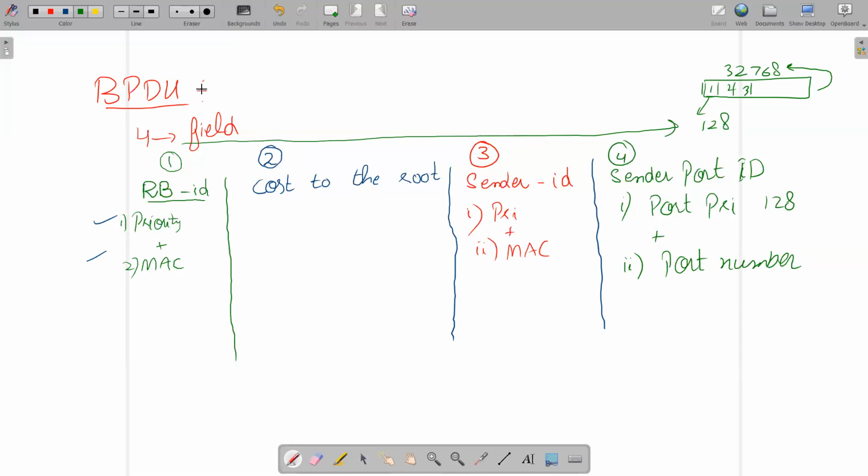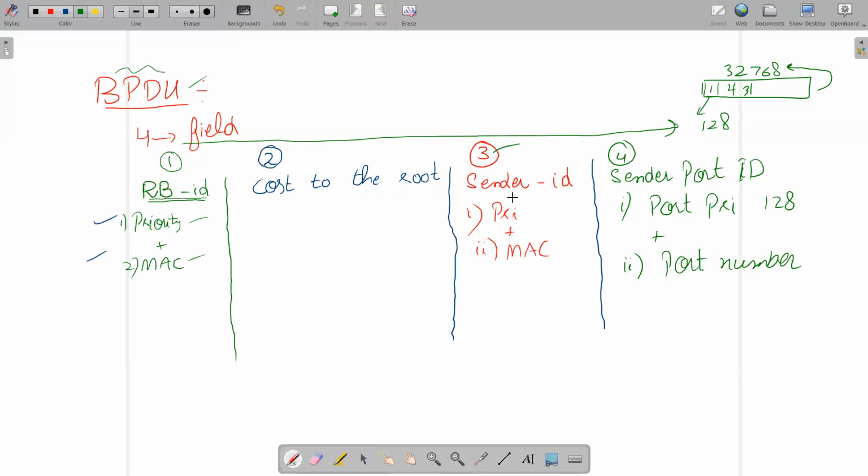That means whenever we try to write a BPDU, the first information will always be the information of your root bridge ID, and inside that information, I will be writing priority or MAC address. The second thing in the BPDU packet would be the cost to the root.